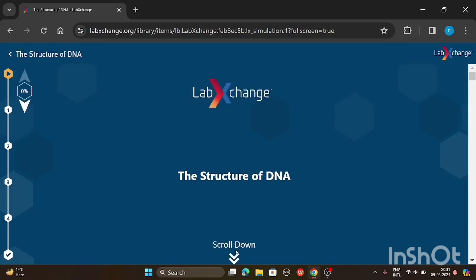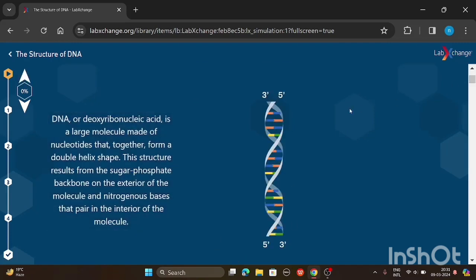So here it is written, scroll down. Here it is explained what DNA is. DNA, or deoxyribonucleic acid, is a polymer, basically a polynucleotide chain, and there is a backbone of sugar and phosphate, and nitrogenous bases protrude inside, and they are connected with each other by hydrogen bonds. So this is the explanation of DNA, the 5' terminal and the 3' terminal. At the 3' terminal, there is a free hydroxyl group at the third carbon, and at the 5' terminal, there is a phosphate group at the fifth carbon. So it is called the 5' terminal and the 3' terminal.